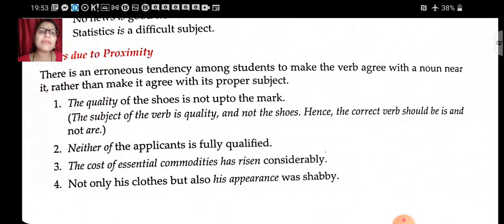Neither of the applicants is fully qualified. So they are talking about neither and nor again, you are supposed to use singular. The cost of essential commodities, they are talking about the cost. Now the indicates an article always used for one thing. Not only his clothes but also his appearance was shabby. So they are again talking about one person.